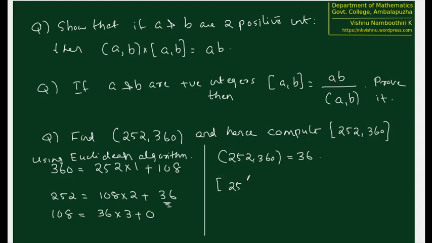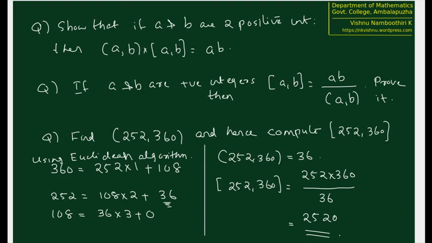Now what about LCM? LCM of 252, 360 is equal to, from the above result, the product of 252 and 360 divided by the GCD 36, and this is nothing but 2520. So we computed the LCM using GCD.